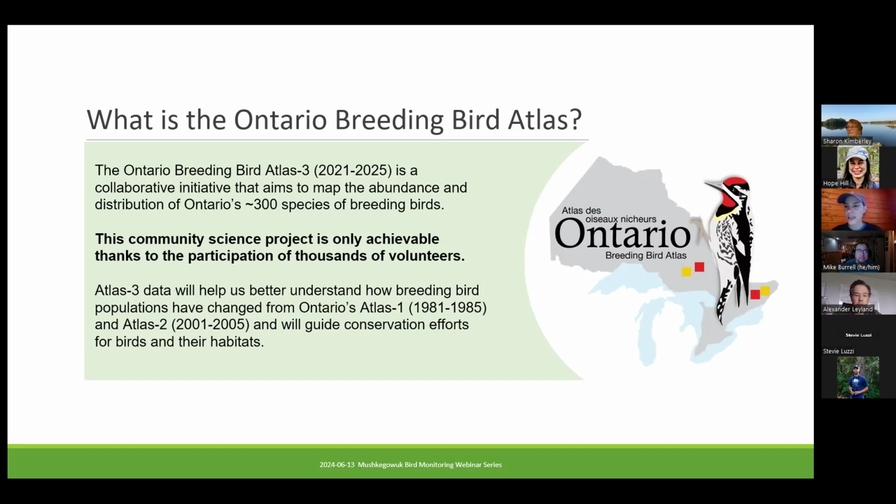And that means that we have a bunch of volunteers contributing data all across the province. This project really would not be possible without the thousands of people participating. So the Atlas 3 data is going to help us better understand how breeding bird populations have changed since the past two atlases in the 80s and early 2000s, which I'll talk about on the next slide, and will help guide our conservation efforts for birds and their habitats. So on to the next slide.